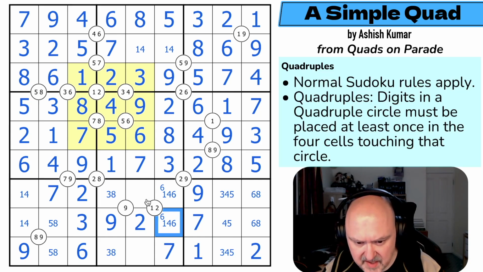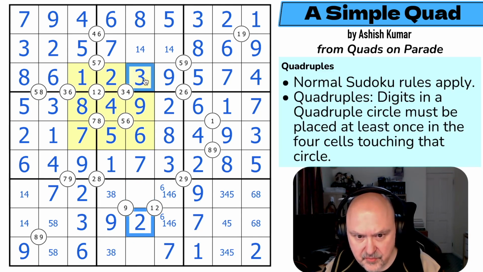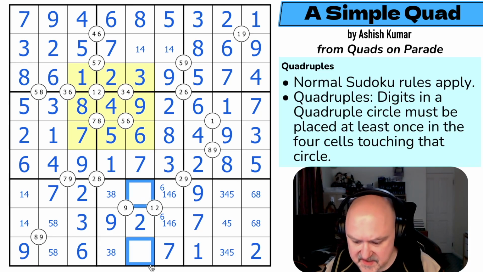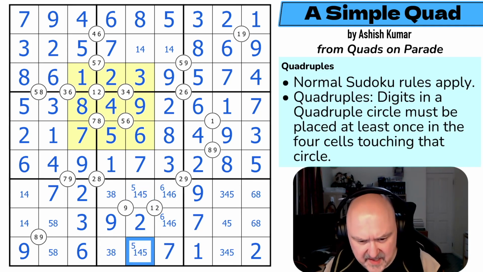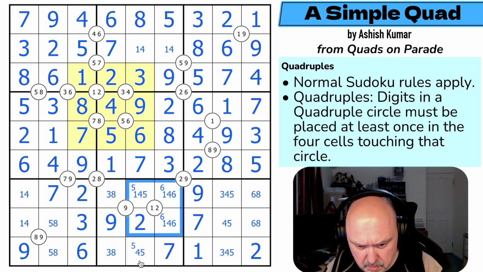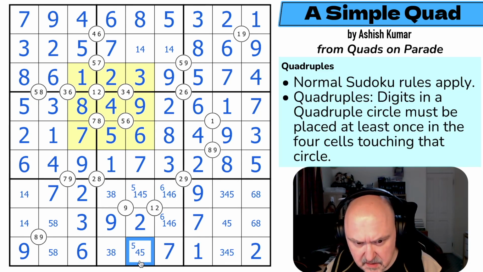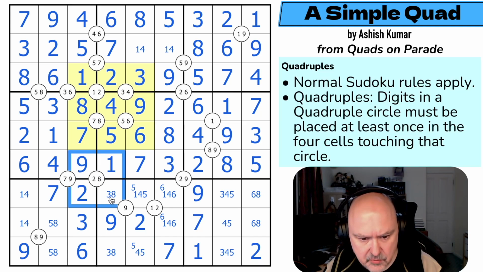That's not broken it open, has it? 1, 2, 3, 4, 1, 4, 5. These are 1, 4, 5 and must contain a 5. There's no 1 here because of the 1 quadruple. This is a 4, 5. What am I missing? I haven't put an 8 around this quadruple.